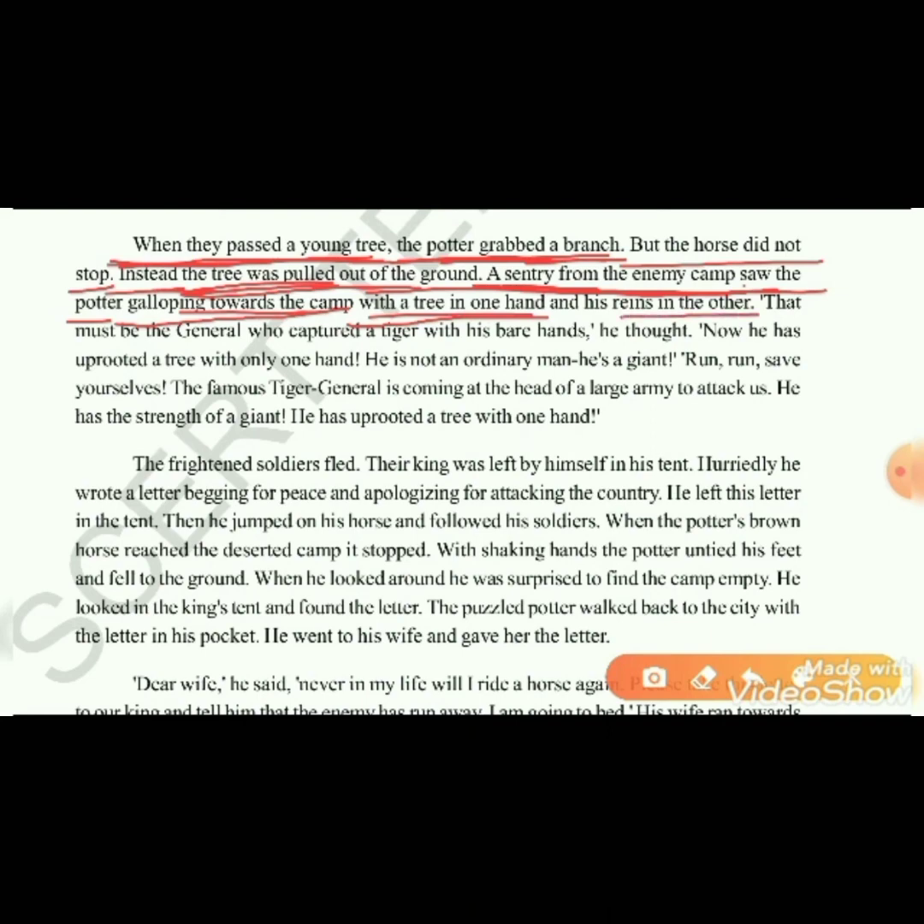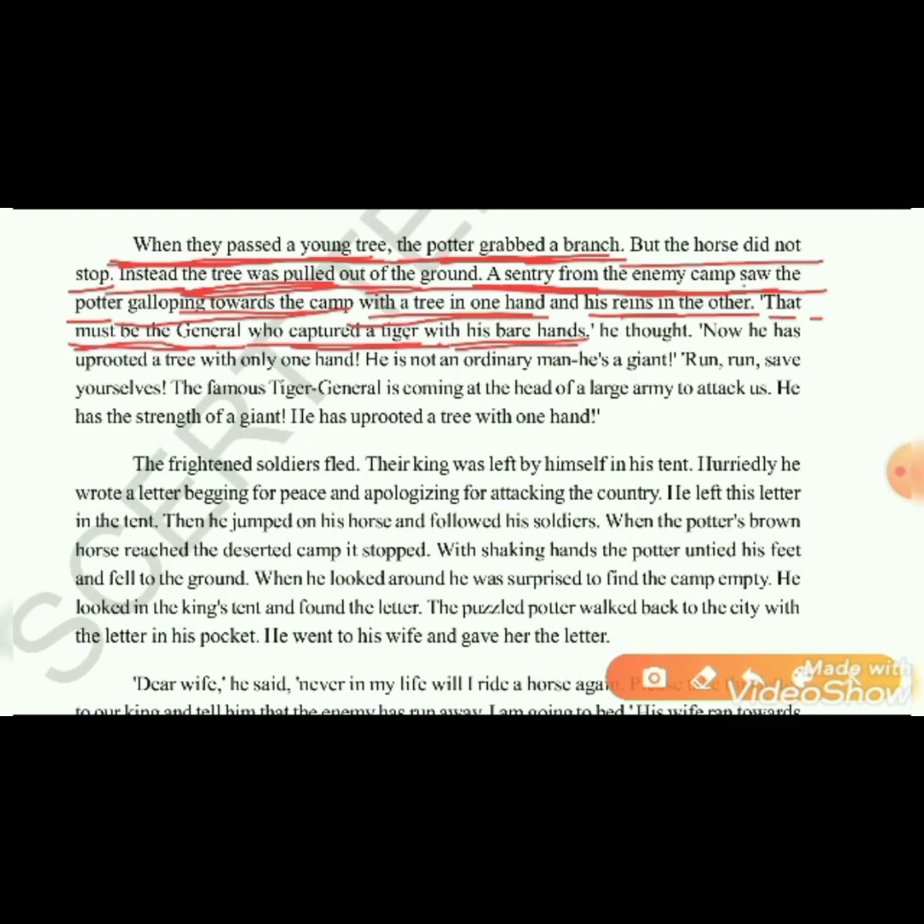A sentry from the enemy camp saw the porter galloping towards the camp with a tree in one hand and his reins in the other. That must be the general who captured a tiger with his bare hands, he thought. Now he has uprooted a tree with only one hand. See, that healthy, big, good tree was uprooted with just one simple hand. He is not an ordinary man. He is a giant, a big man. Run, run, save yourselves.